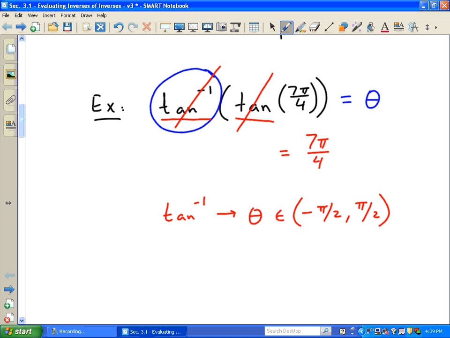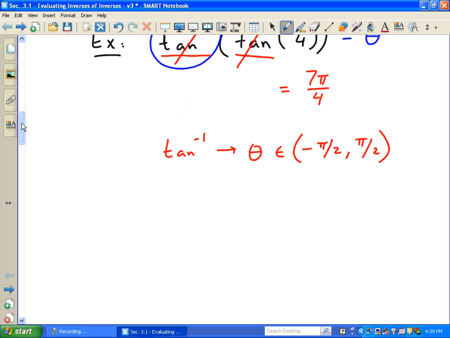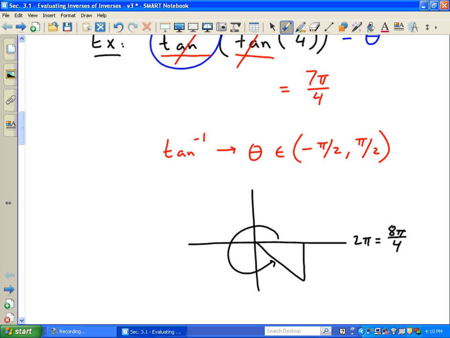So what we're going to do is plot 7 pi over 4 and see where that's located. 7 pi over 4 is a 45-degree reference angle. You can think about 2 pi as being 8 pi over 4. So 7 pi over 4 is the angle from here around. It's just short. So here's 7 pi over 4.